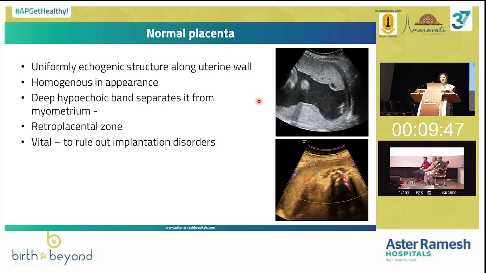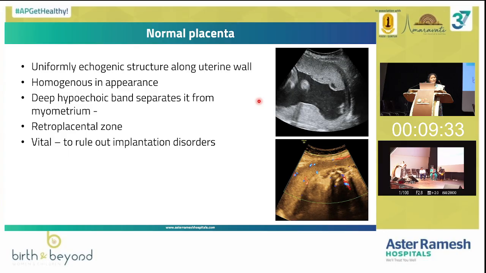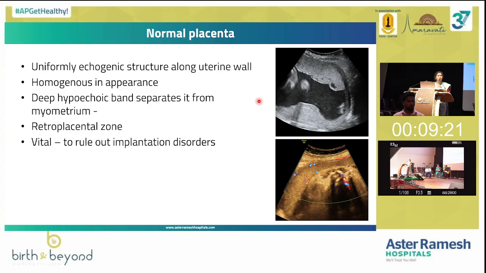First, we'll see how the normal placenta looks. Normally, the placenta is a uniformly echogenic structure along the uterine wall, and it should be homogeneous in appearance. There should be a deep hypoechoic band which separates it from the myometrium, which is called the retroplacental zone. This retroplacental zone is vital to rule out implantation disorders.